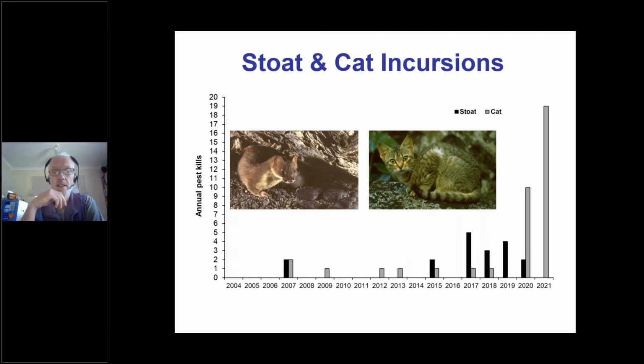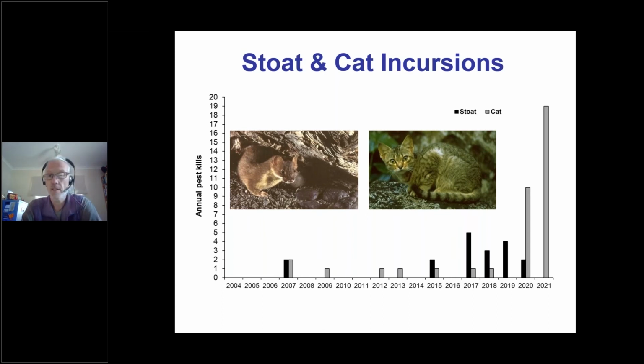And this, as well as the monitoring, of course, involves incursion operations to try and mop this up when animals do arrive. And this graph is showing data from basically 2004 onwards, the numbers of stoats and cats that have been caught each year. You can see for the first 13 years of the program, there were occasional one or two stoats or cats that got in, and those were mopped up.